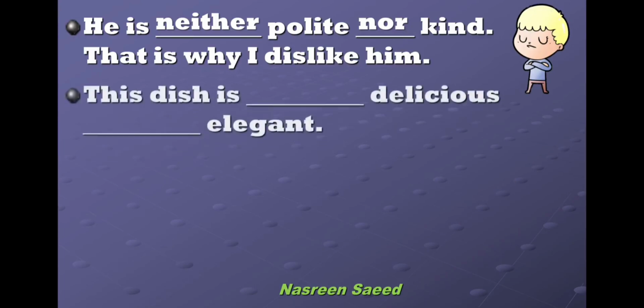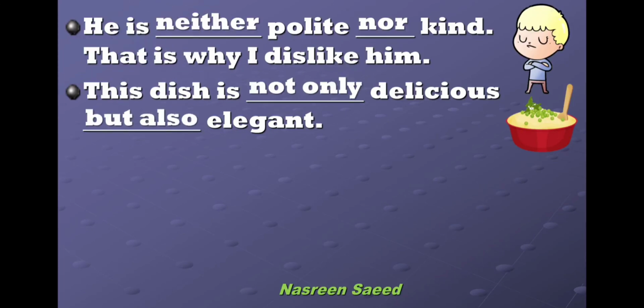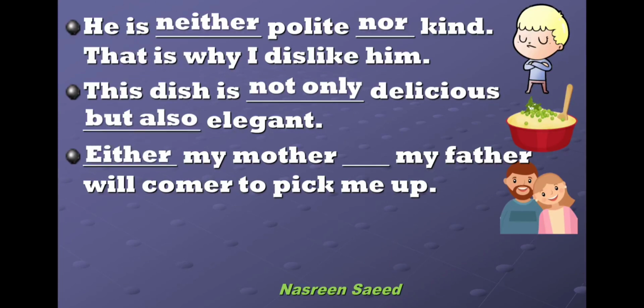Okay, the second one: this dish is dash delicious dash elegant. It means it is this and it is that. This dish is not only delicious but also elegant. It is delicious and elegant. Next: dash my mother dash my father will come to pick me up. Here we are assuming that Daddy may come or Mummy may come. So we will use the word either: either my mother or my father will come to pick me up. Either one of them will come.